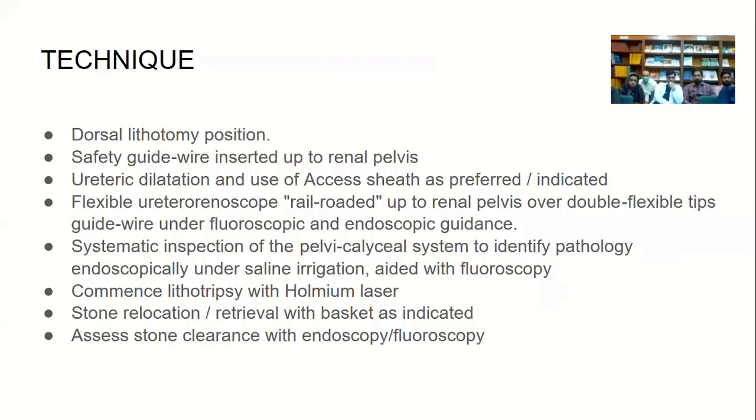Technique. The patient is placed in dorsal lithotomy position. Safety guide wire is inserted up to the renal pelvis. Ureteric dilatation and use of access sheath as preferred is done. Flexible ureterorenoscope is railroaded up to the renal pelvis over a double flexible tip guide wire under fluoroscopic and endoscopic guidance. Systematic inspection of the pelvicalyceal system is done to identify the pathology, endoscopy under saline irrigation. This is aided with fluoroscopy.